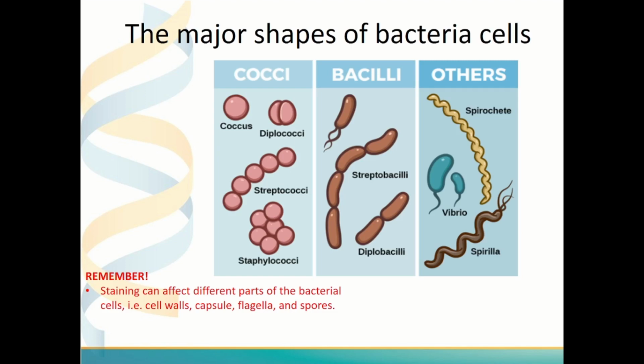Each of these cells has organelles within the cells, and the staining method itself can affect different parts of the bacterial cells, including the cell walls, capsule, flagella, and spores.